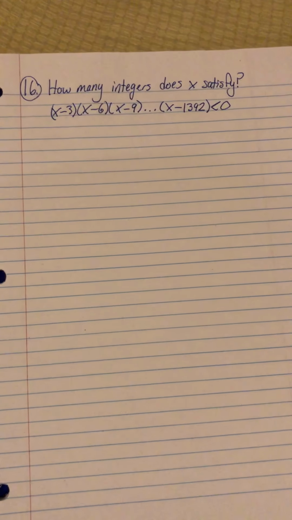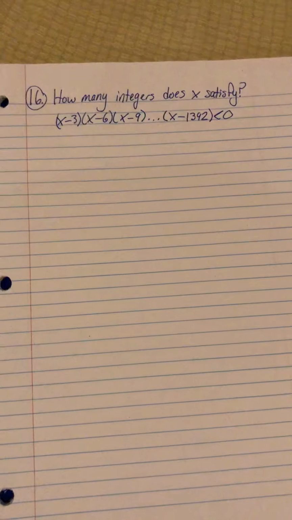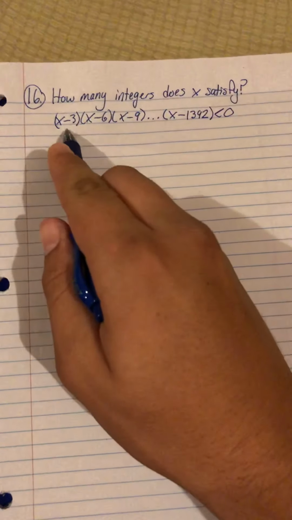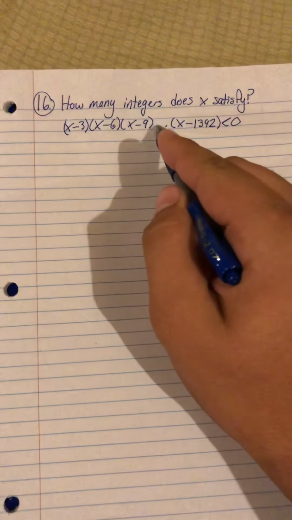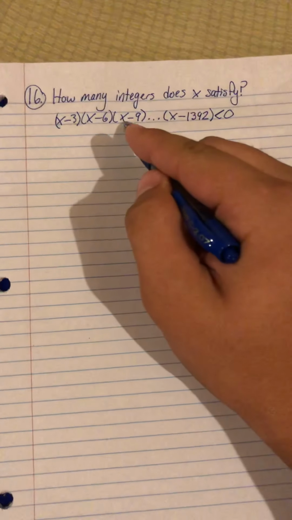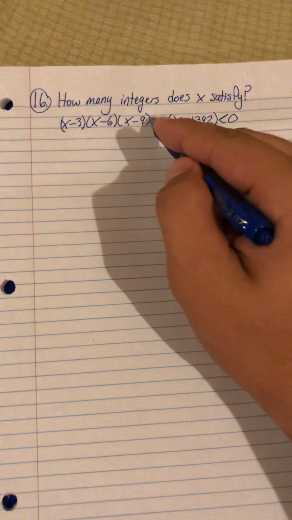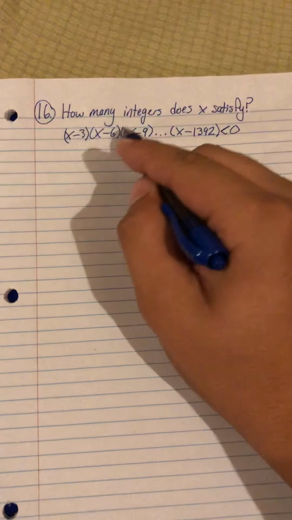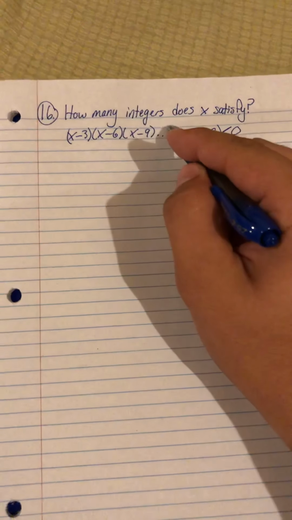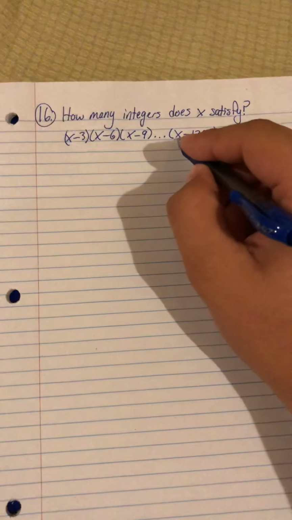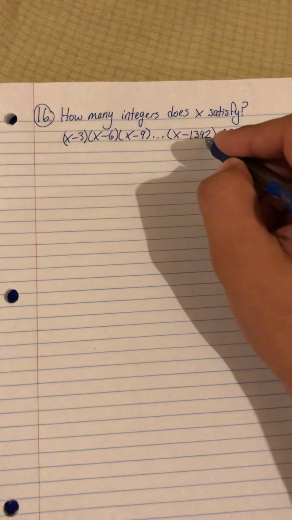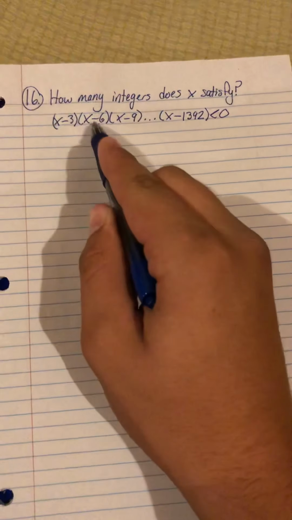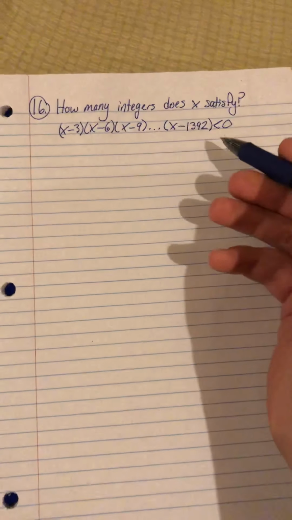In doing so, I was looking at the problem and realized we have these four factors given. There's a dot dot dot here, meaning there's x minus 12, and it just keeps on going. So it's x minus 3, x minus 6, x minus 9, x minus 12, x minus 15, and it goes all the way up until x minus 1392. The first thing we want to do is figure out how many factors there actually are.